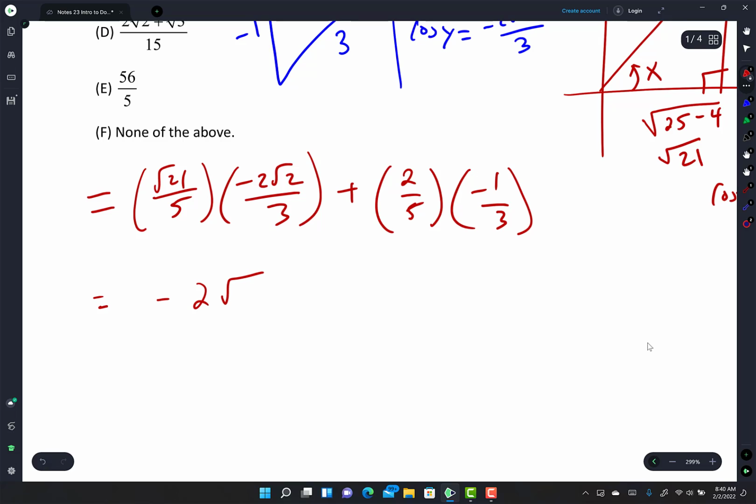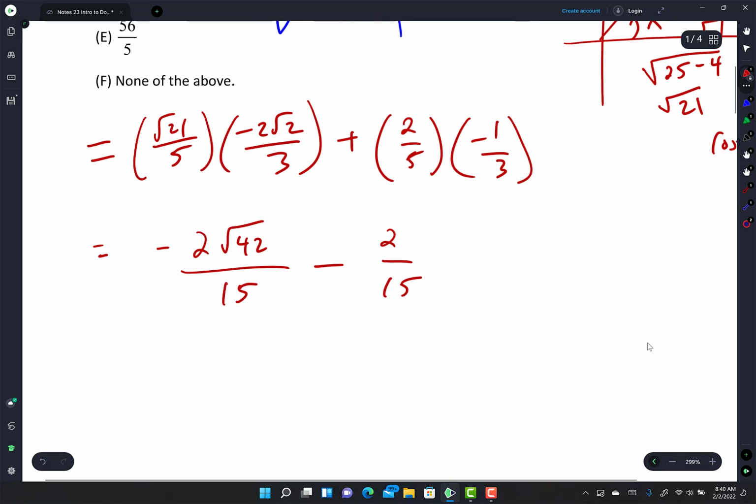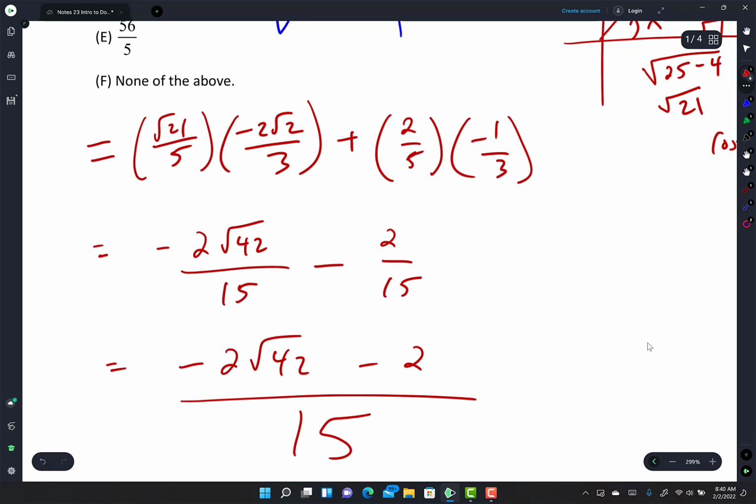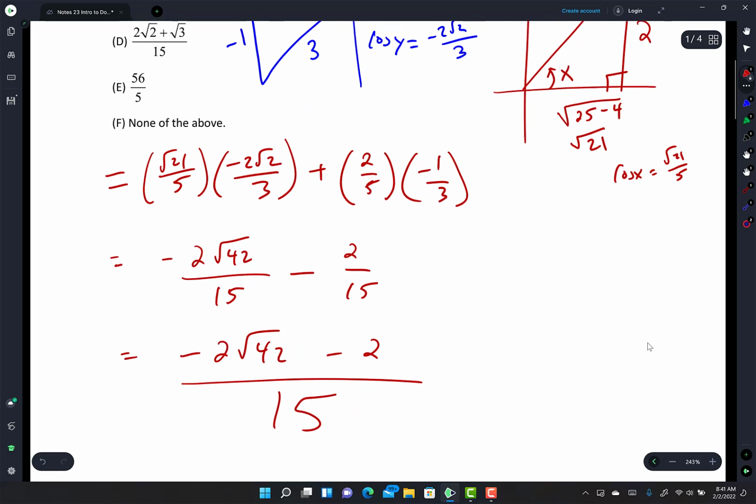So let's see. Negative 2 square root of 42. Whenever you have square roots, that's really like law of exponents. You can just multiply the 21 and 2 because they're inside the quote-unquote radical. Over 15 plus, that's a 15. It just came out weird there. Positive times a negative is a negative, so minus 2 over 15. And I don't see anything reducing, so I'm going to write negative 2 square root of 42 minus 2. All this is over 15. And then we look for that answer. Is that answer in there somewhere?